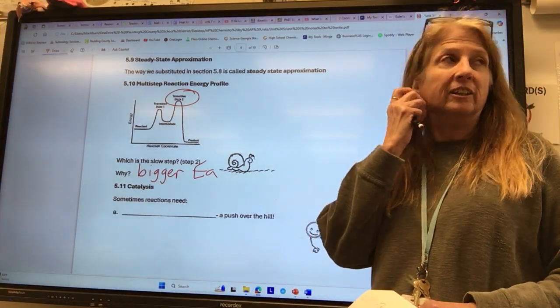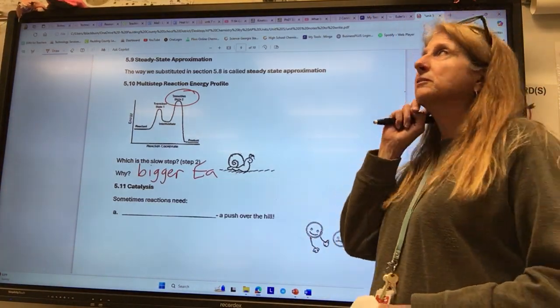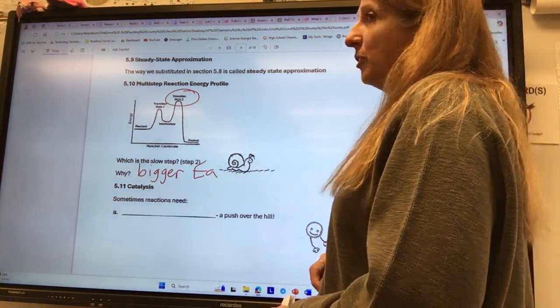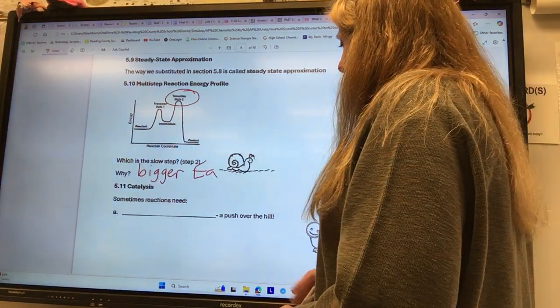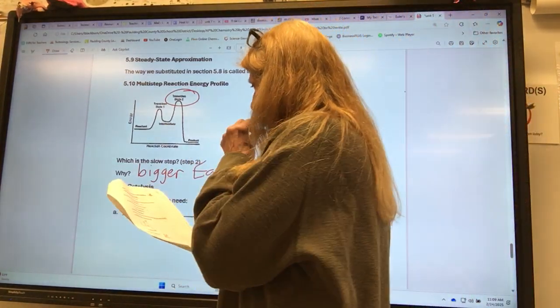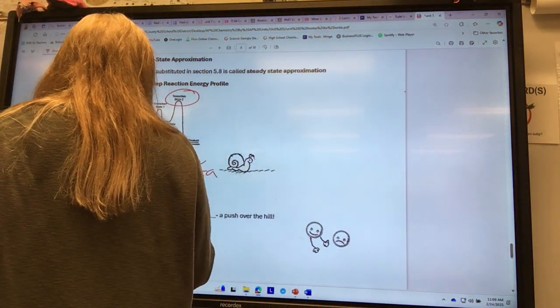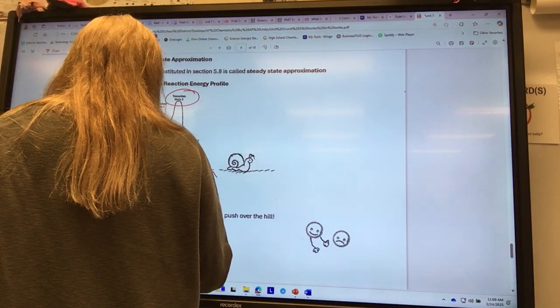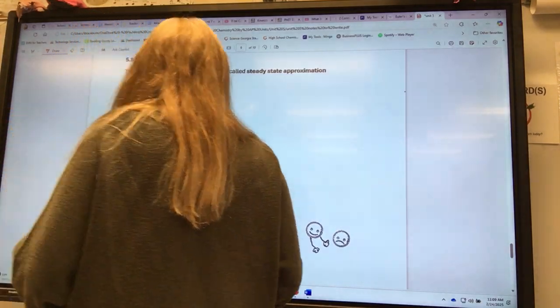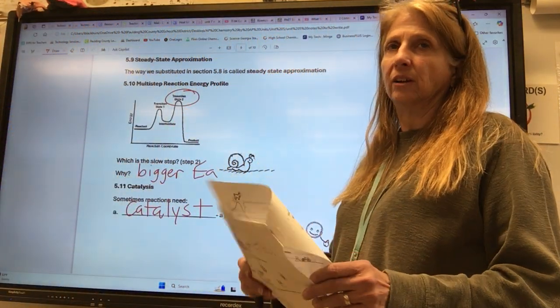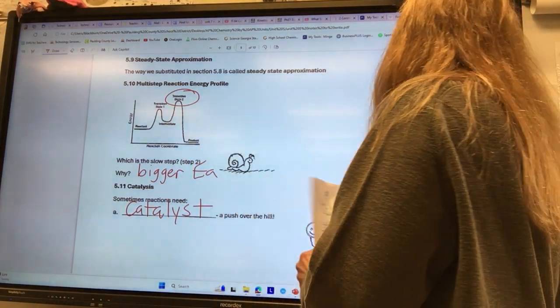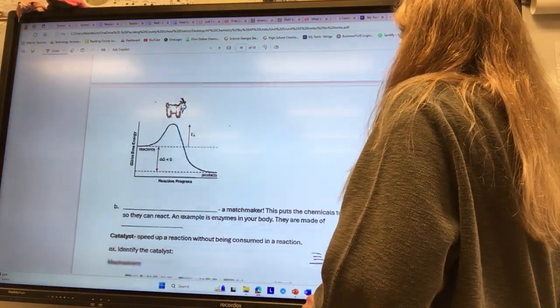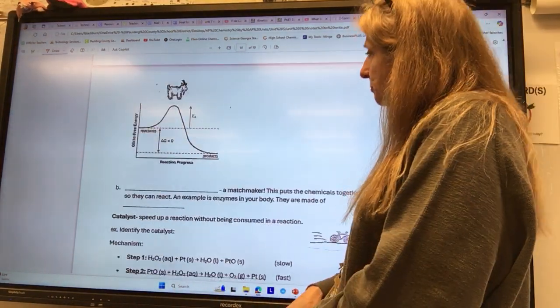Okay, last section. Oh, we have gone so fast. Okay, maybe I've gone too fast. Maybe not. Okay, sometimes reactions need a catalyst. And that's like a little push over that hill to get them over that hill. So our last section is about catalysts. Some of this is from honors.